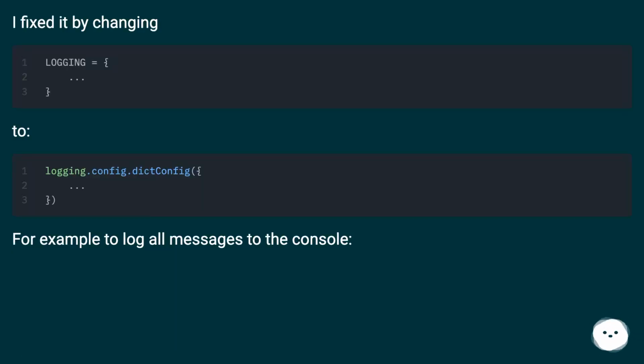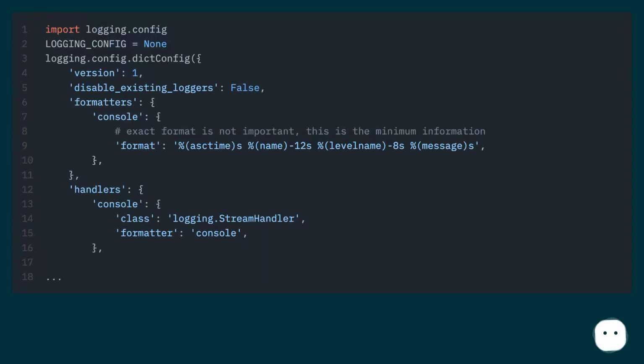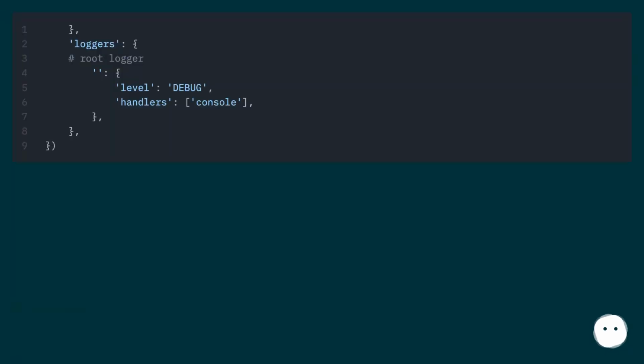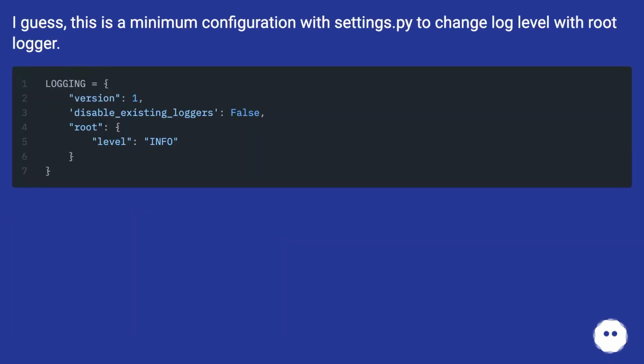I fixed it by changing to, for example, to log all messages to the console. I guess this is a minimum configuration with settings.py to change log level with root logger.